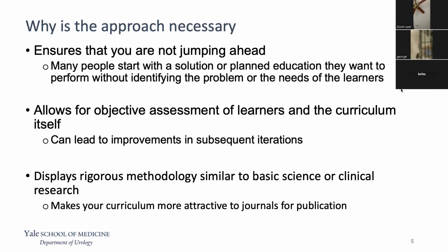In addition, this 6-step approach allows for an objective assessment of learners and the curriculum itself, leading to improvements in subsequent iterations, which is not unlike the PDSA cycle used in QI work, which I'll talk about a little later. And finally, using this approach displays a much more rigorous methodology to your curriculum development, similar to basic science or clinical research. That makes your curriculum more attractive for publication. In fact, there's opportunities for publication at multiple different time points in the steps of curriculum development, and these are not usually leveraged well by educators when thinking about publication and talking about their work.